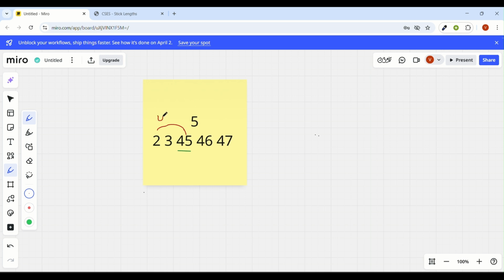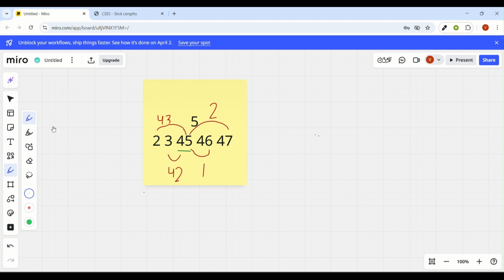So first, let's say I am changing 2 to 45, which will cost me 43. Then I am changing this 3 to 45, which will cost me 42, as I am increasing my stick length by 42 units. Then if I change this one, it will cost me 1, and then this will cost me 2. And if you look at 45, it wouldn't cost us anything because it is already 45, so we don't need to make any changes.